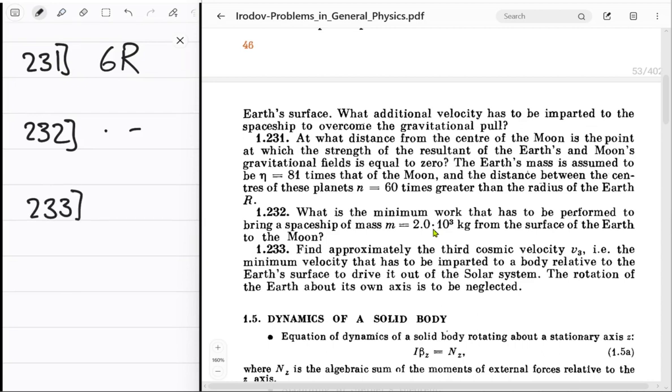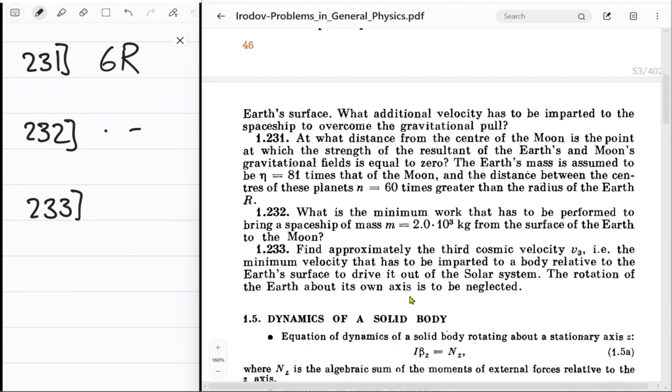233. Find approximately the third cosmic velocity, i.e. the minimum velocity that has to be imparted to a body relative to Earth's surface to drive it out of the solar system. The rotation of Earth about its own axis is to be neglected. What? Relative to Earth's surface to drive it out of the solar system. Oh, out of the solar system. Wait, but that means to infinity. What's the big deal about it?